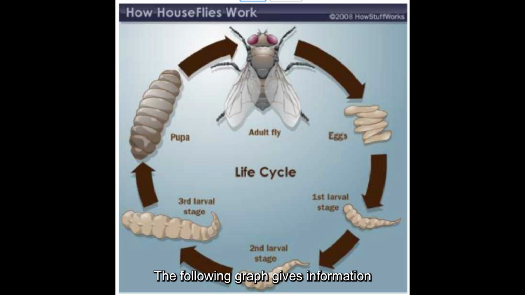The following graph gives information about how houseflies work, that is, the life cycle of a fly. It starts with eggs which are laid by an adult fly, and then the eggs become first larva stage. In this stage, the larva is relatively small. Then the cycle goes to the second larval stage, where the larva grows larger, but the color remains relatively constant.